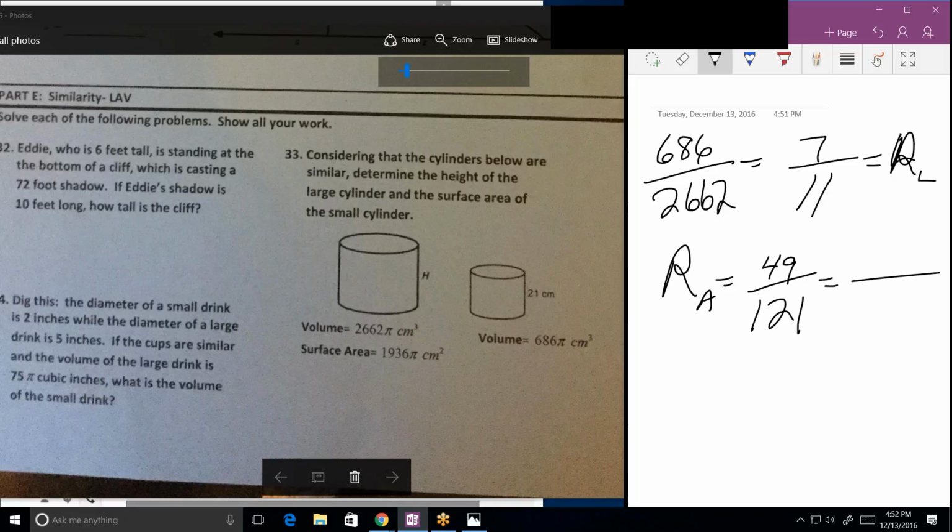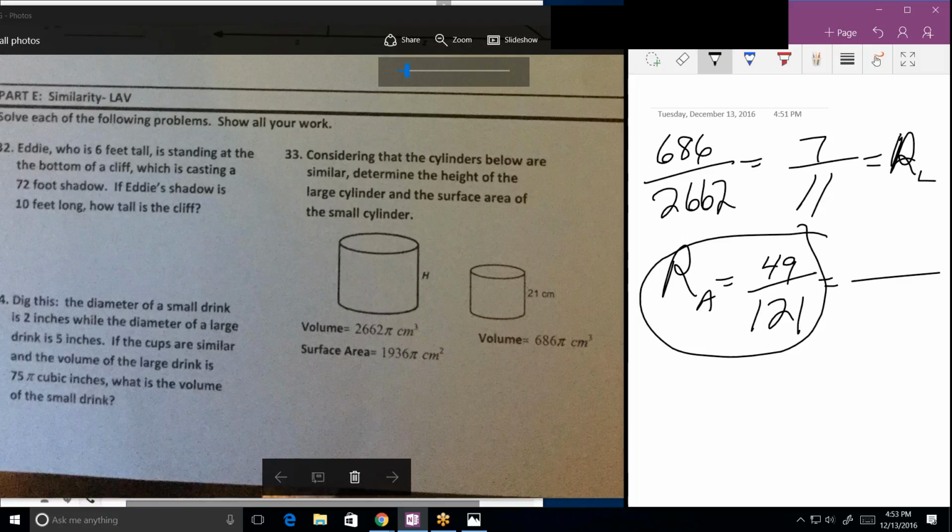Volume. Well, we already used the volume. And then 11 cubed is 1331, right? The whole key we've solved for, the area ratio. And they're giving us the surface area of the bigger object.